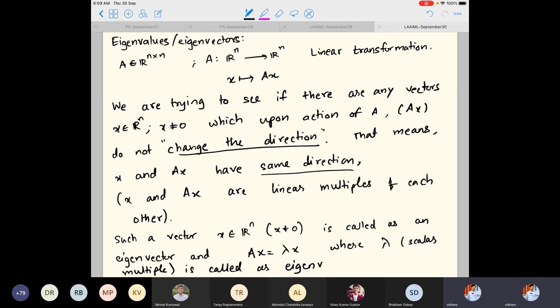Okay, lambda is called the eigenvalue corresponding to x, the eigenvector x. So this is what we have, eigenvalues and eigenvectors. This is the geometrical and intuitive reason why eigenvalues and eigenvectors are defined in this way.